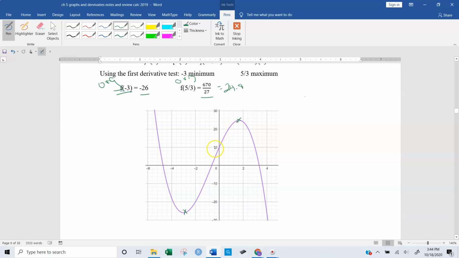Also, we know our y-intercept is 10 because it's the last value of our function when you plug in x equals 0. So for your y-intercept, you let x equal 0, which gives us 10 for y. And then we just sketch in our graph. We know this is a min, this is a max, and we draw it as so.